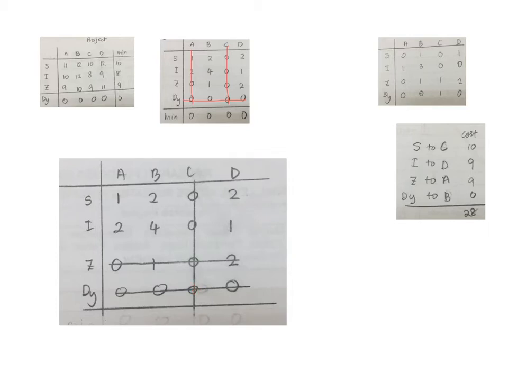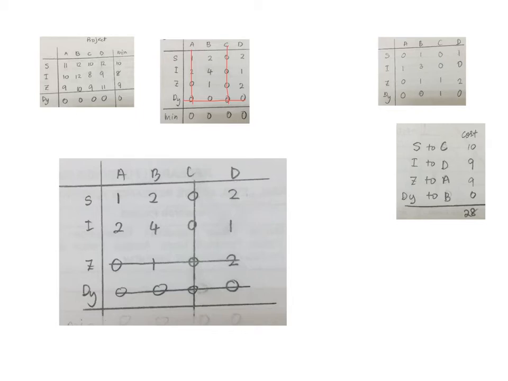So we know that we can only draw 3 lines, 1, 2, 3, but the number of rows is 4, 1, 2, 3, 4, and the number of columns is 4. That means the minimum number of lines that we can draw that cover all the zeros is less than the number of rows or the number of columns.